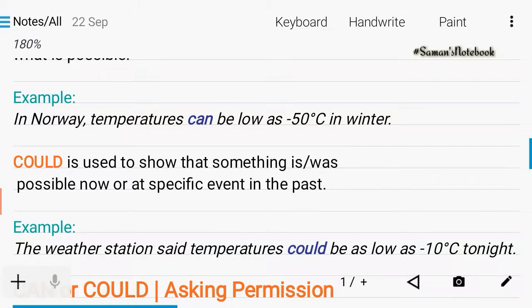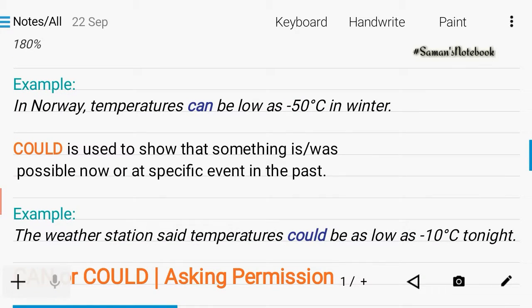Whereas, could is used to show that something is or was possible now or at a specific event in the past. For example, the weather station said temperatures could be as low as minus 10 degrees Celsius tonight.